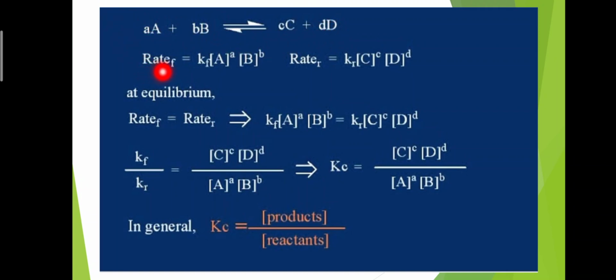The rate of forward reaction is directly proportional to the concentration of the reactants, which is equal to: rate F is equal to Kf and the concentration of the reactants. And the rate of reverse reaction is directly proportional to the concentration of the products. After removing the sign of proportionality, we get the rate of reverse reaction is equal to Kr into C into D. At equilibrium, the rate of forward reaction is equal to the rate of reverse reaction, that is Kf into A into B is equal to Kr into C into D.